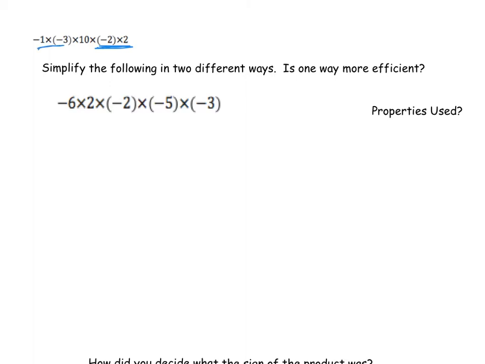So the commutative property tells us that the order doesn't matter. So I'm going to do my -1 times -3 to get 3 first. And then I'm going to do my -2 times 2, and I'm going to move it over to get -4, and then I'm going to do my -10. So all I did was I grouped these together, which would be the associative property, and then I moved them, which would be the commutative property.